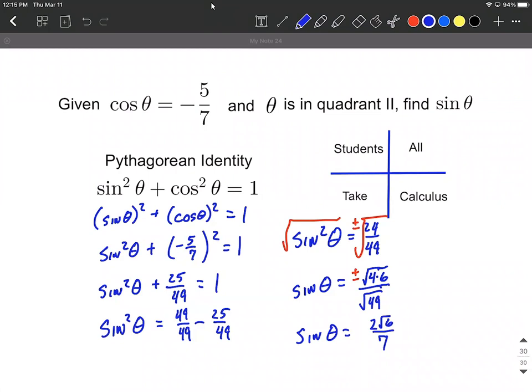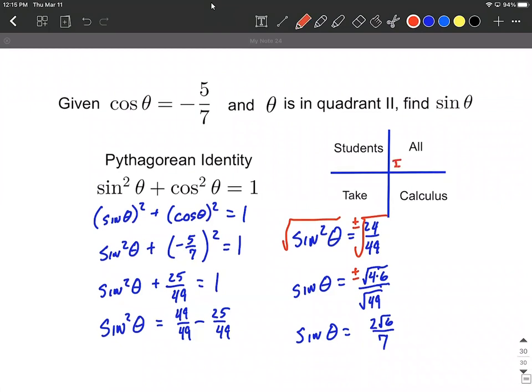But now to make that determination, should it be positive or negative? I always use this phrase: all students take calculus. For all students take calculus, we go around the first, second, third, fourth quadrants in that order. In the first quadrant, all of our trigonometric functions are positive. In the second quadrant, it's just sine, third is tangent, and fourth is cosine.